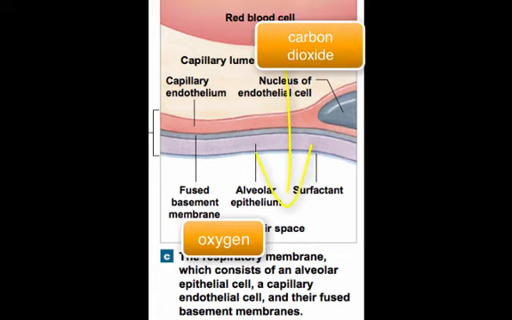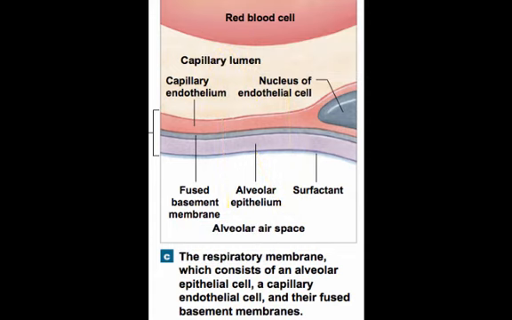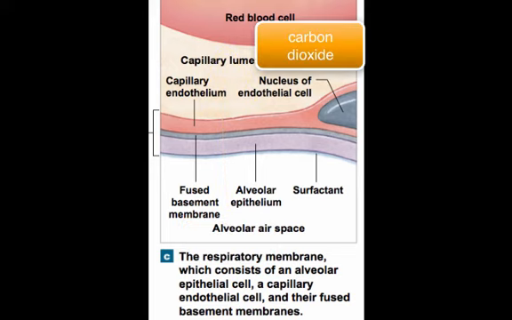Gases such as oxygen and carbon dioxide must diffuse across the alveolar membrane, the capillary membrane, and the basement membranes holding them together. These three components, the alveolar, capillary, and basement membranes, make up the respiratory membrane. Oxygen will diffuse from the alveoli, across the alveolar epithelial cells, across the basement membrane, and across the capillary endothelial cells to enter the bloodstream, where it can then be transported to the tissues. Carbon dioxide must diffuse across the capillary endothelial cells, across the basement membrane, and across the alveolar epithelial cells to enter the alveoli, where it can then be breathed out of the lungs.